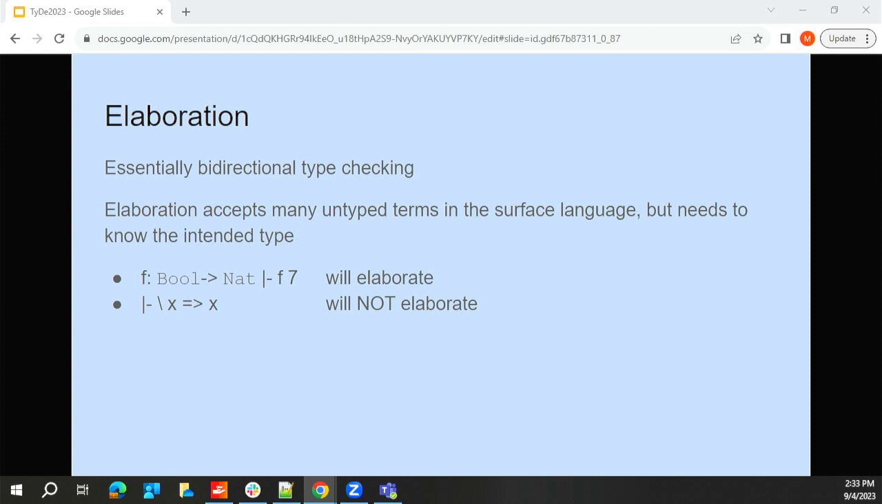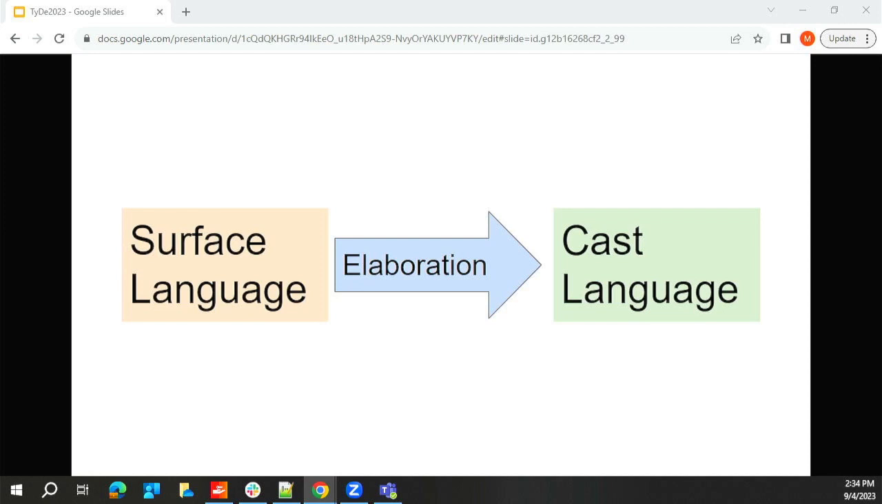This gives it a very different character than gradual typing systems. Where a gradual typing system would want to handle every untyped piece of syntax, we can handle a lot of nonsensical syntax, but not things where we don't know what the user intends to type. For instance, if someone has a function from bool to nat, we can give it 7 and it'll put the checks in the right place and everything will be okay. If someone just says lambda x arrow x, it's not going to know what type you intended x to be, so it won't elaborate that term. So that's the functional fragment of this.